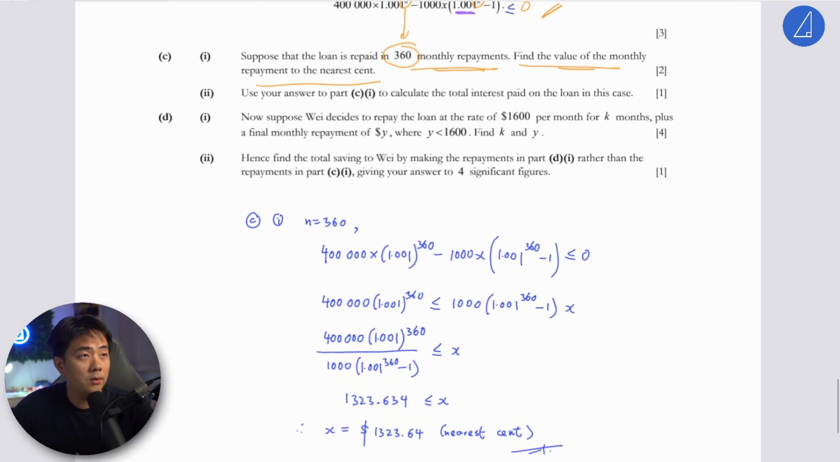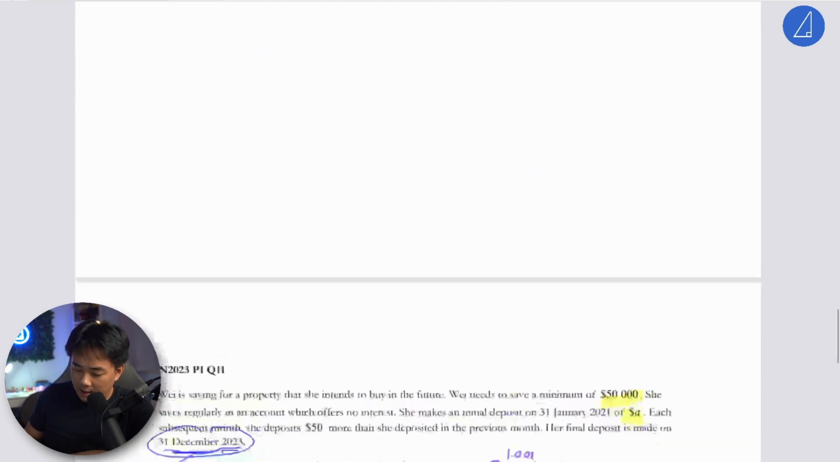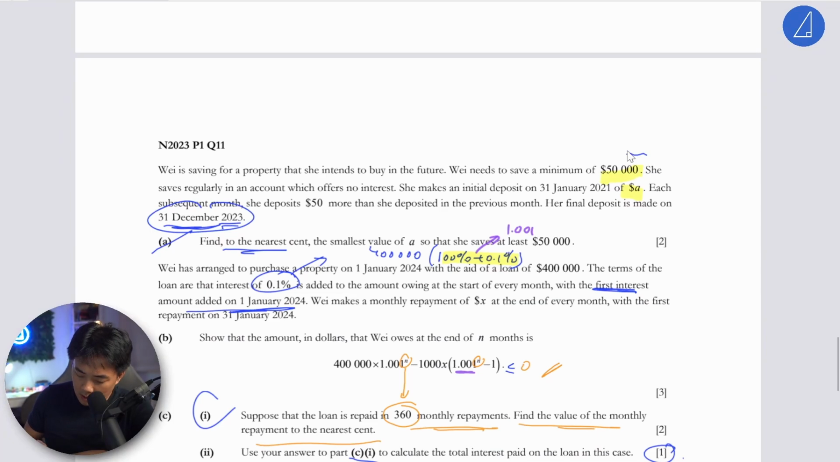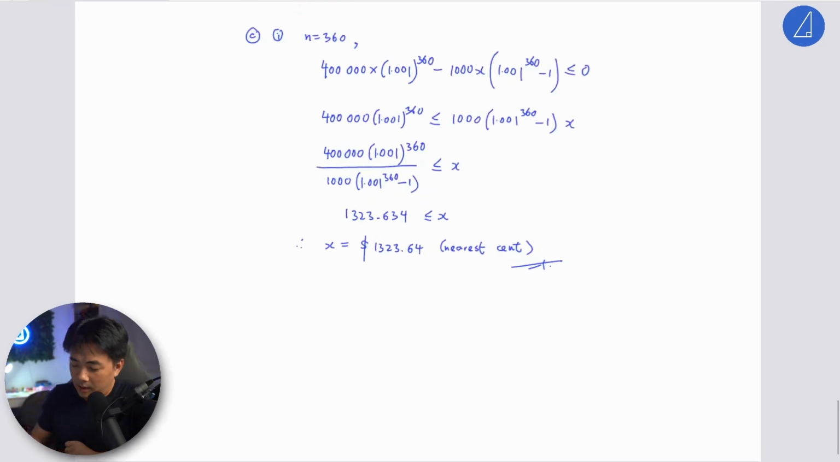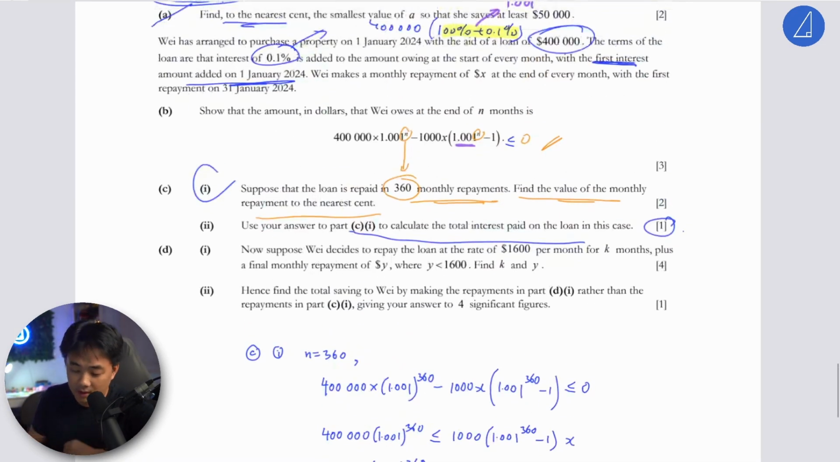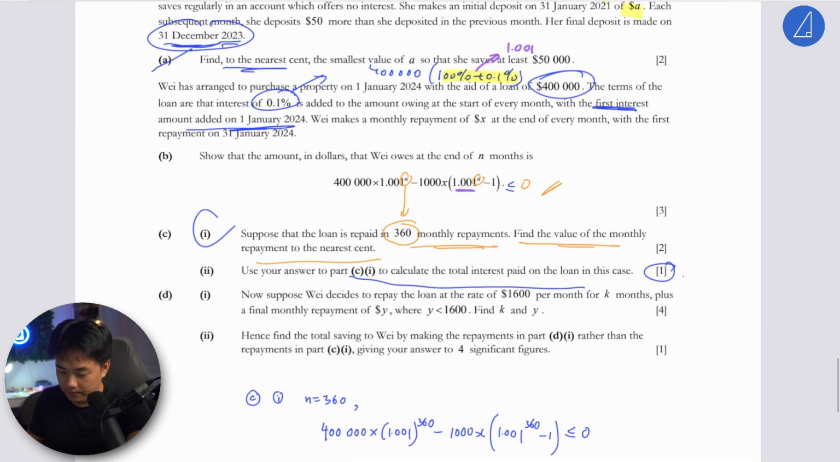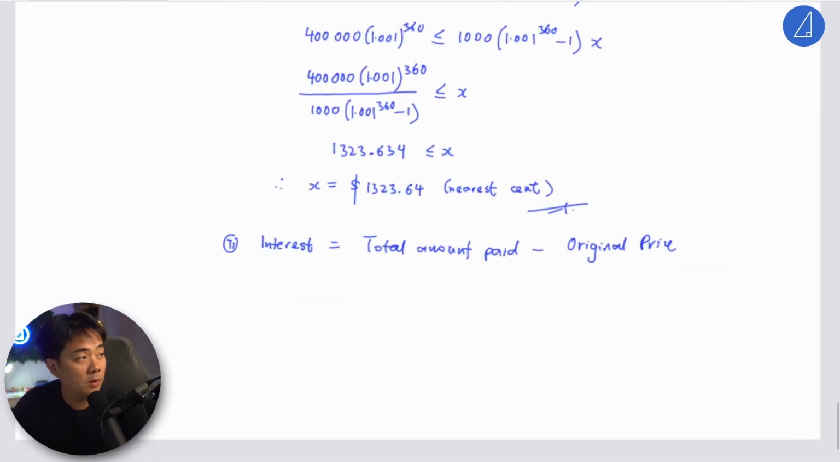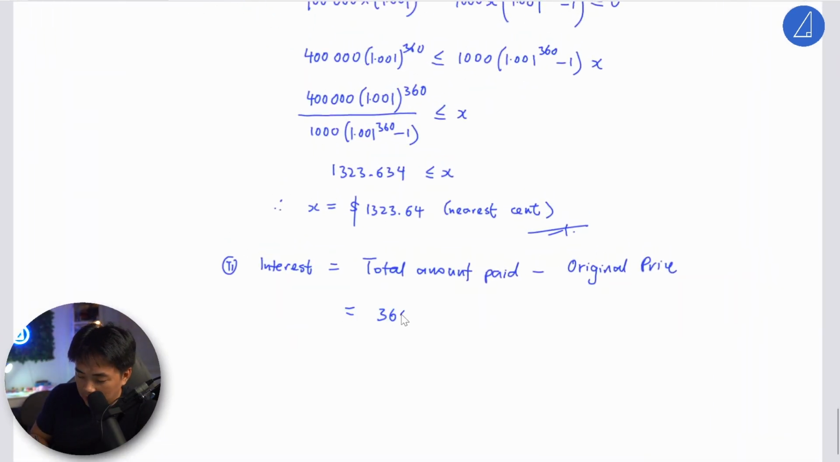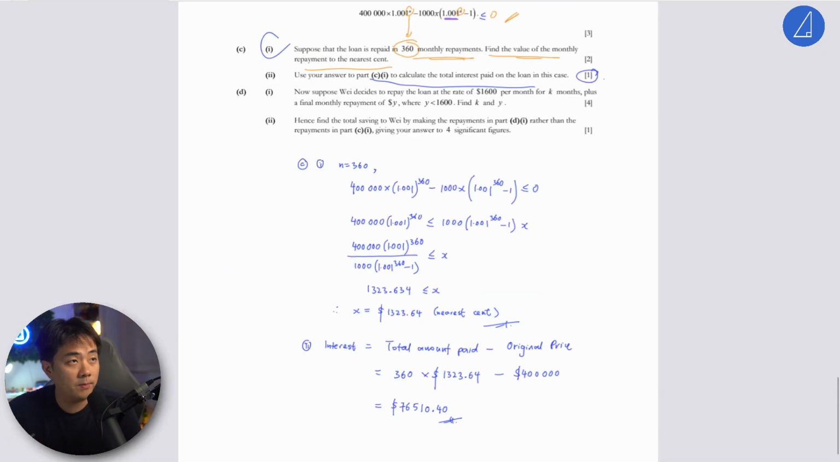So they ask you to use the answer in part C to calculate the interest paid. This is only 1 mark. Understand that the purchase price of the property is 400k. So what you need is actually to take all this amount that you have, multiply by 360 months, right? That's the amount you have already paid. Then you minus off the original amount. All right, so I'll just write this down. The total amount paid for a straight 360 months, we multiply by 1323.64. Original price is 400k. Okay, so this is the total interest paid.